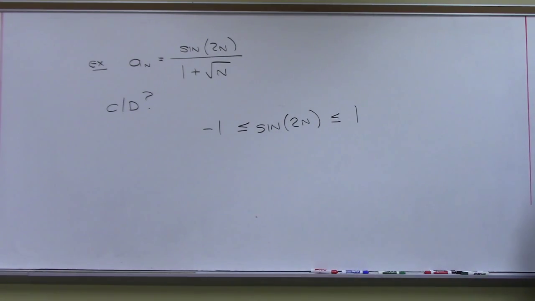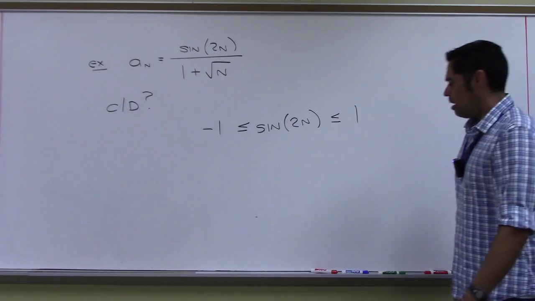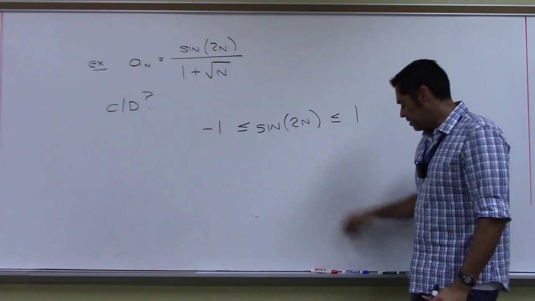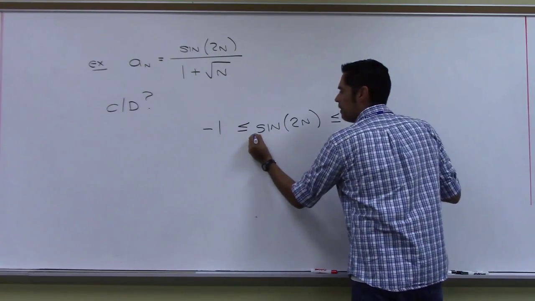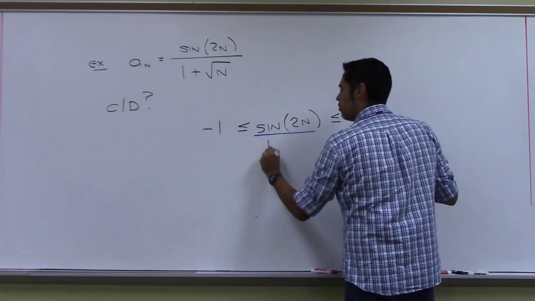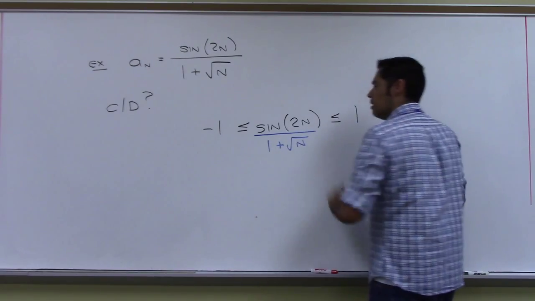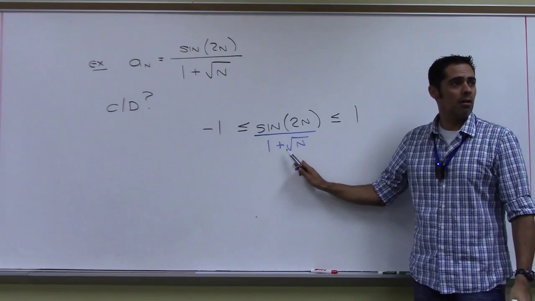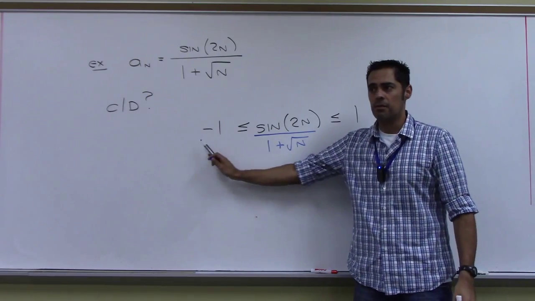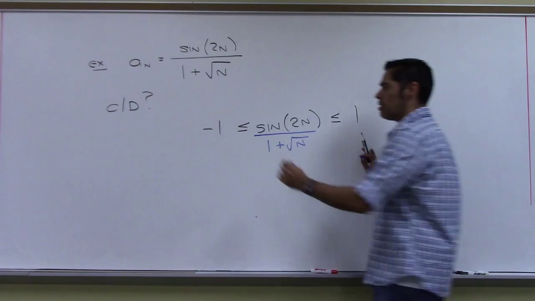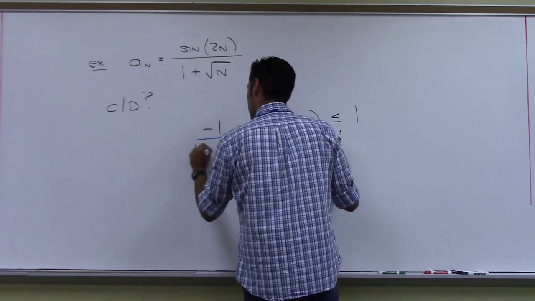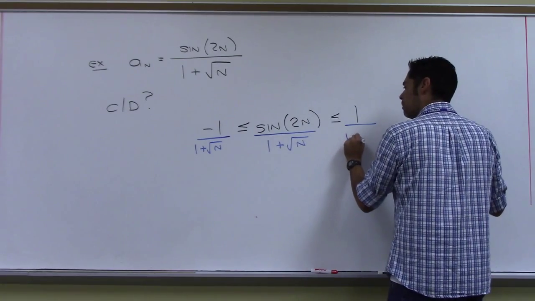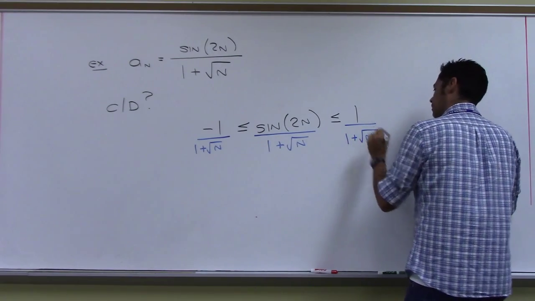That's true? Okay. Now, what I'm going to do is create this sequence in the middle, which means I'm going to have to divide it by 1 plus root n. But if I do that to the middle term of the inequality, what do you think I'm going to have to do to these? The same exact thing, right? So I'm going to have to divide this by 1 plus root n and this by 1 plus root n.